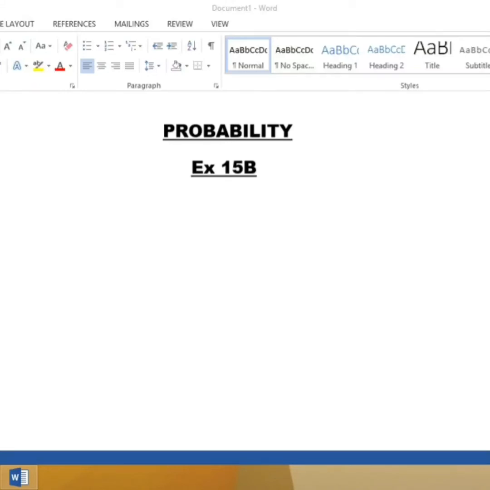Hi guys, today we are going to see probability exercise 15b. This is from S Aggarwal, question 1. So we have 25 cards. The total number of outcomes is equal to 25.